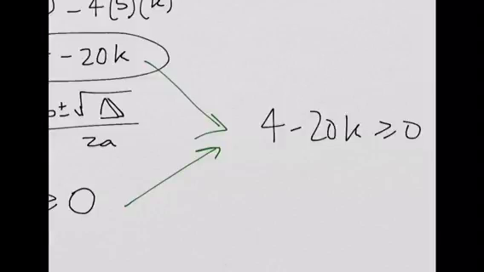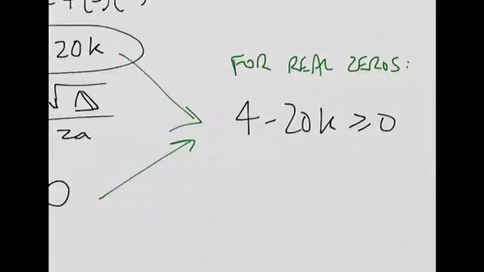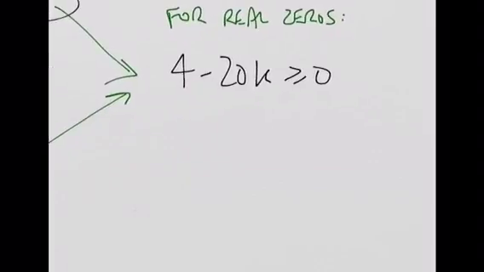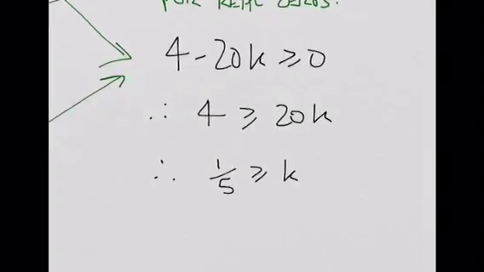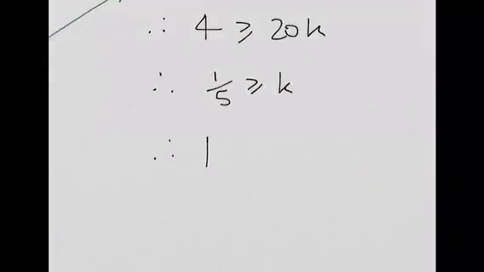So we could put a little note above that. There we go, something like that. For real zeros, 4 minus 20k must be greater than or equal to 0. We can then just solve that. Therefore, 4 is greater than or equal to 20k. Therefore, 4 divided by 20 is 1/5, is greater than or equal to k. Or you could switch that around the other way and say, therefore, k is less than or equal to 1/5.